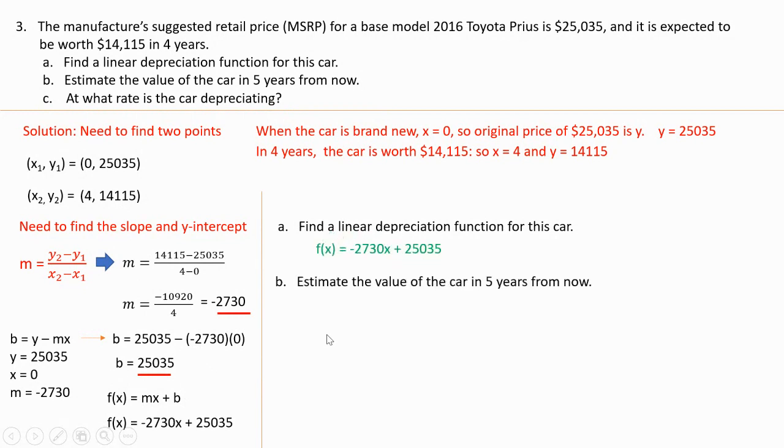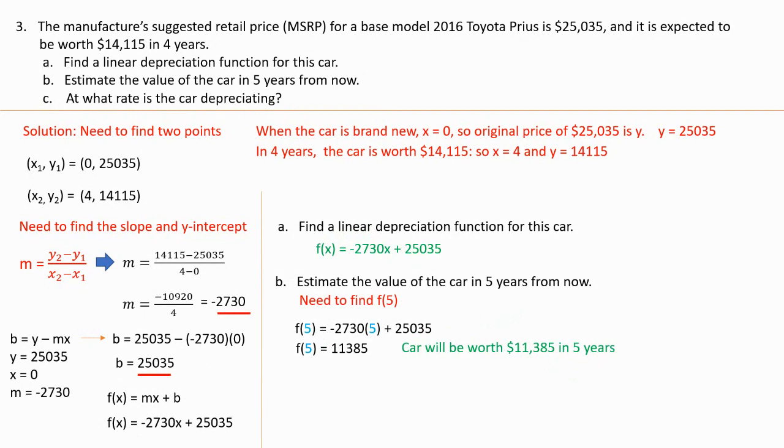Now, for B, estimate the value of the car in 5 years from now. So what we do, we plug in 5, we find f of 5. Right, we need to find f of 5, which means we can evaluate the function by plugging in 5 for the x. This is going to give us 11,385.